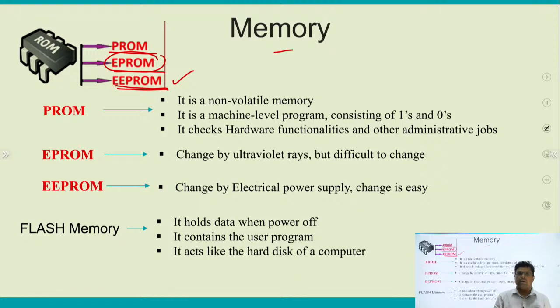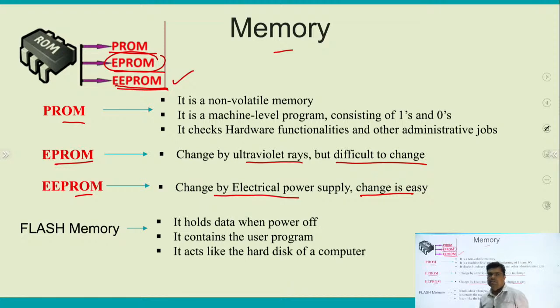So this PROM, or ROM, is designed on the basis of machine level program that can be designed in 1 and 0 form. As I discussed, this is EPROM that can be changed by ultraviolet rays, but it is very difficult to change. Another one is EEPROM. This is changed by the electrical power supply. Data erasing is easy as compared to EPROM.